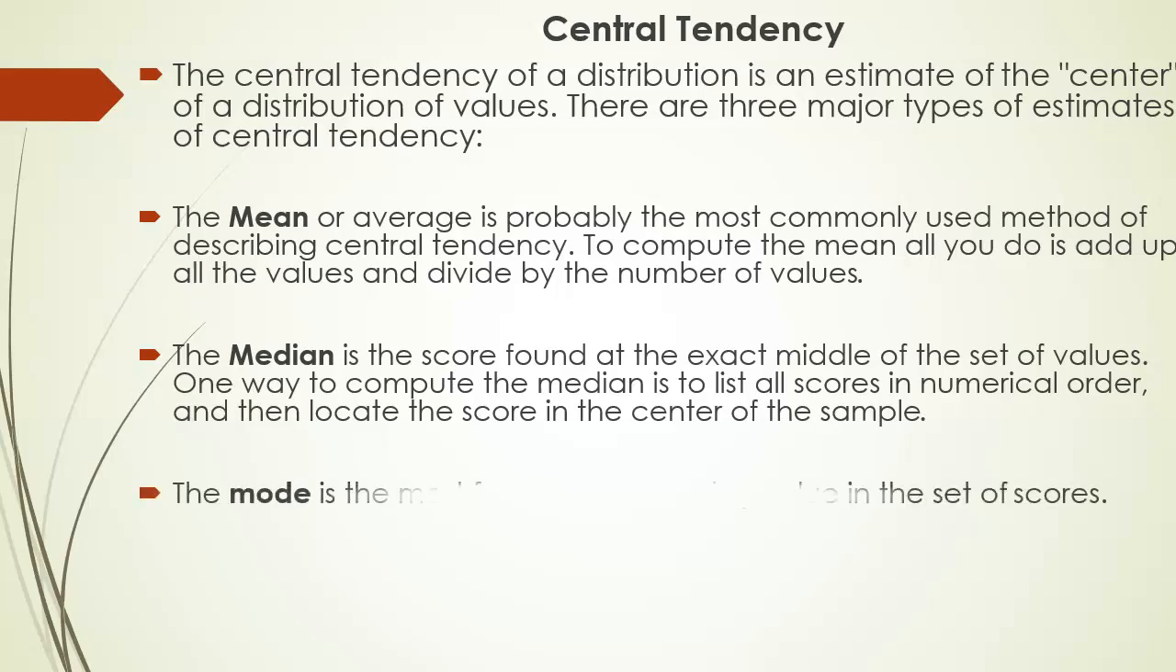And then the mode is simply the most frequently occurring value in a set of scores. So in the set of scores 2, 7, 7, 8, 14, 15, right? The number that occurred twice there would be our mode. So combined with distribution and frequency distribution, these measures of central tendency give us a richer description of what may be happening with our data.